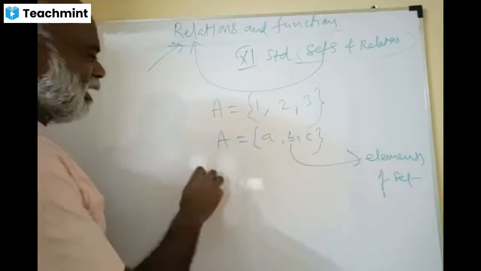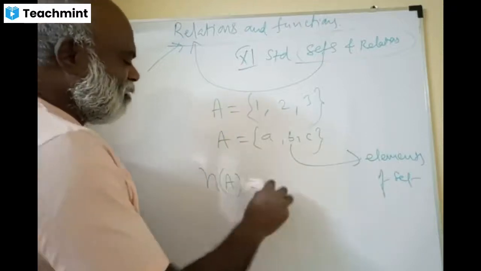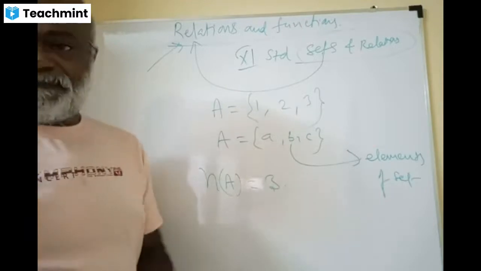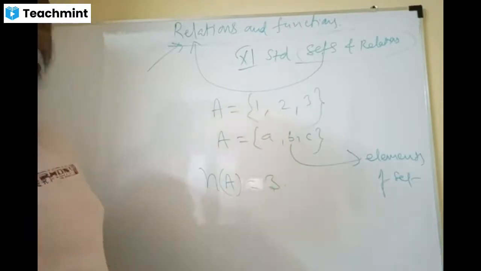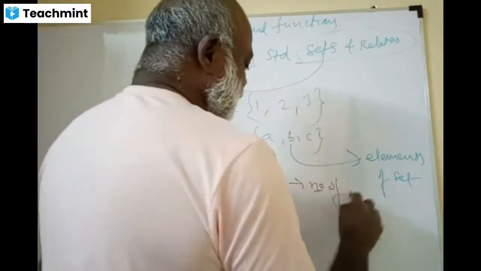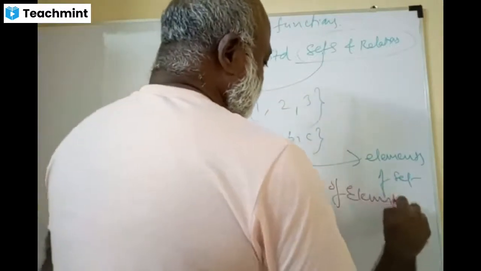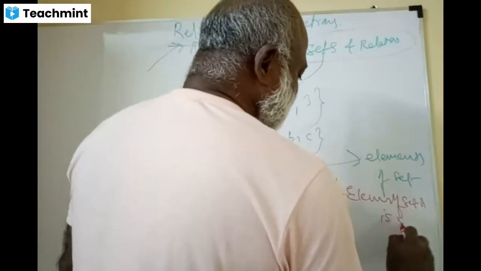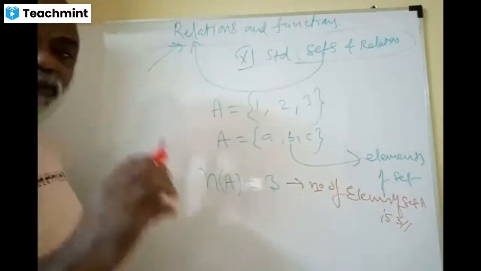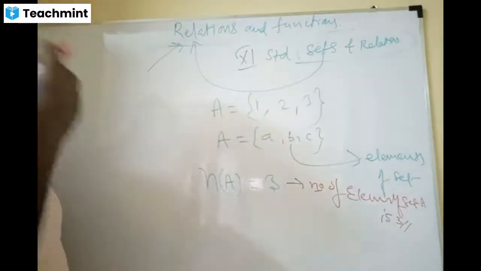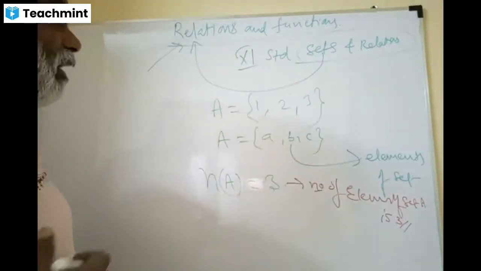You also studied one more thing here, n(A) = 3. What do you mean by n(A) = 3? There are 3 elements in the set. The number of elements of set A is 3. All these things we know. I'm just connecting with the relation, giving a small intro for the relation.